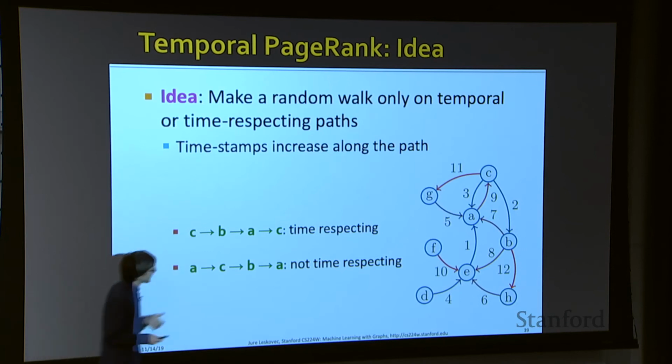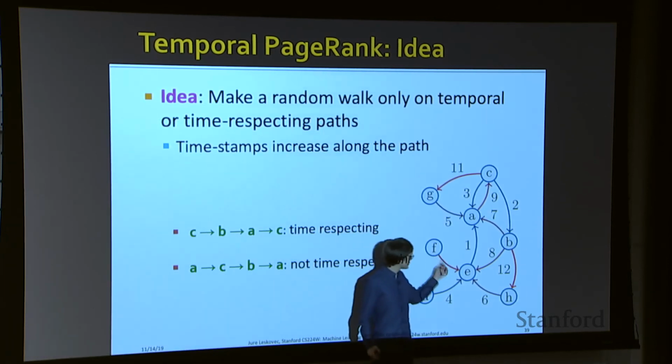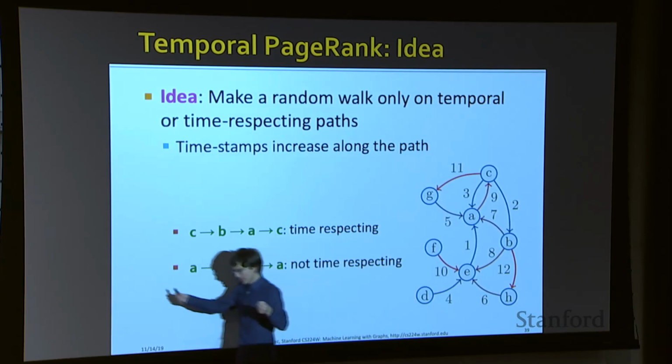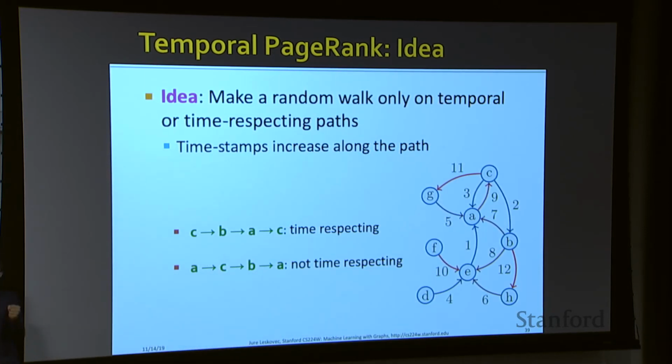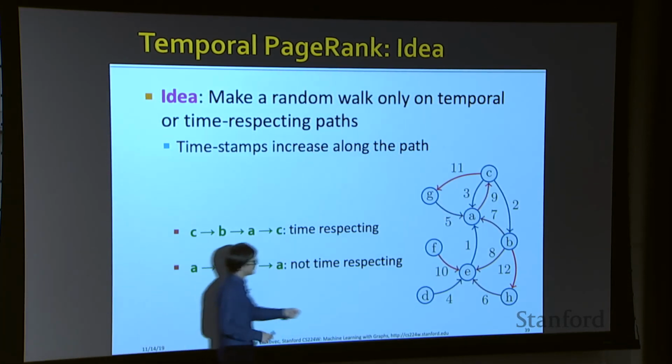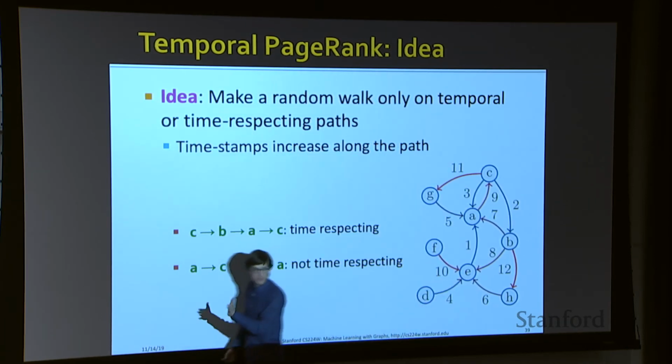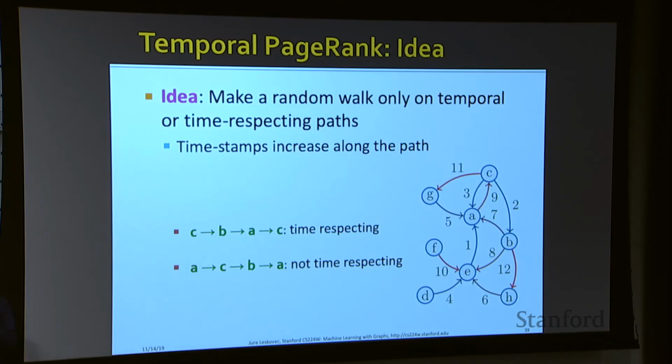Here, I'm making an assumption that the edge is alive only for one time unit, right? I'm kind of taking the interval and simplifying it to be, you know, this is alive between 10 and 11, and the next one is alive between 11 and 12, and so on, OK?